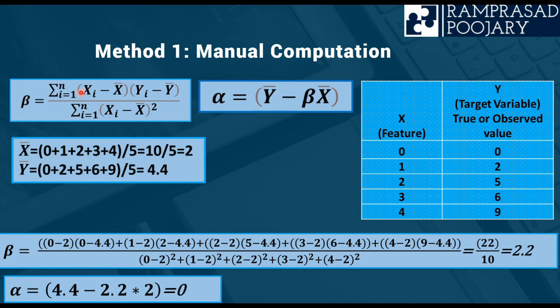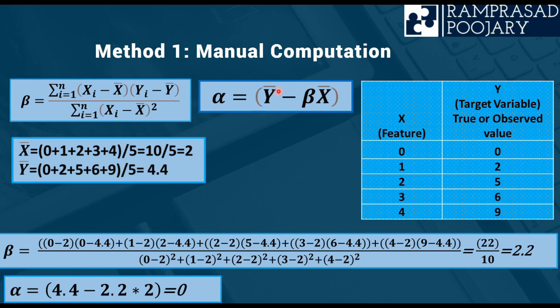First we compute beta, for which we have the data set here. We have x with 5 training samples, so i equal to 1 to 5. From this we can compute x mean. There are 5 values, we add them and divide by 5, we get 2, which is the mean value of x. Similarly, to get the mean value of y, we add them and divide by 5. There are 5 values here, so we get 4.4. So x mean and y mean we computed, and we can substitute them, so we get 2.2 for beta.